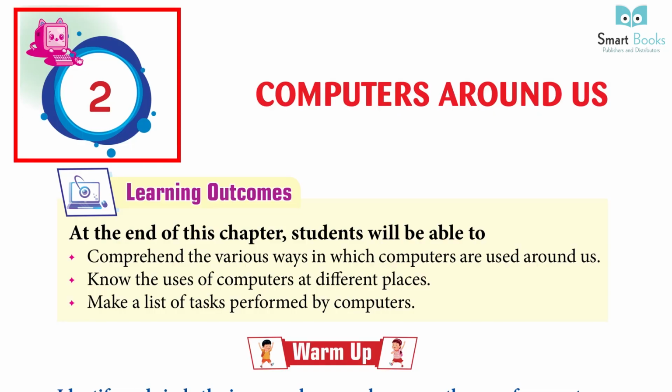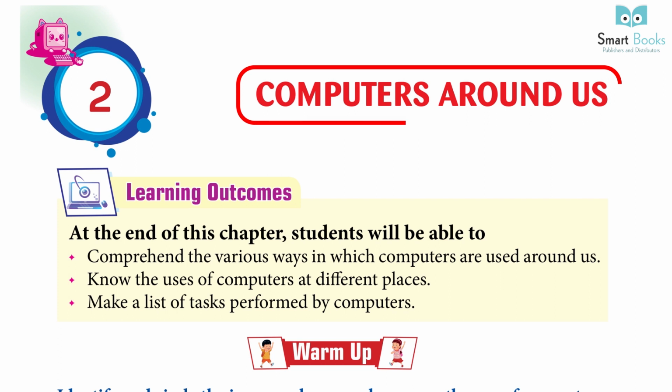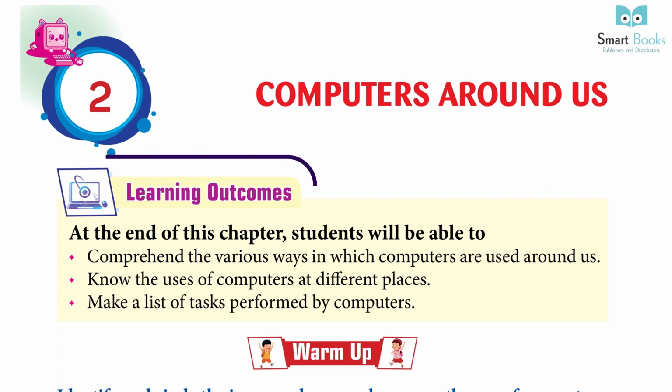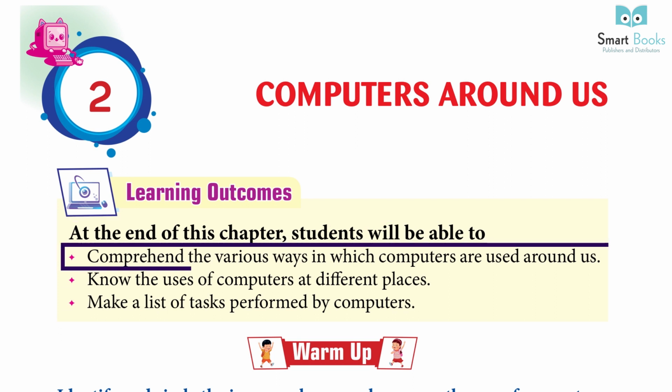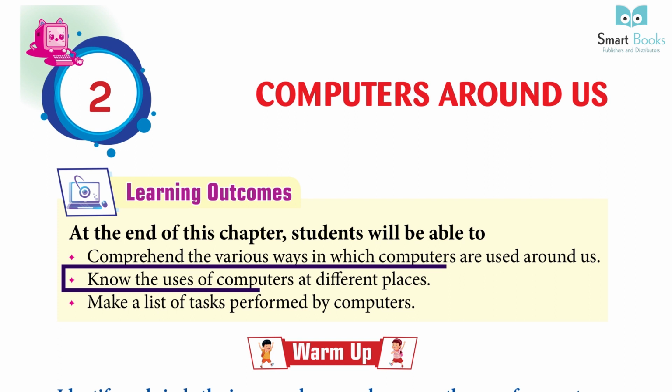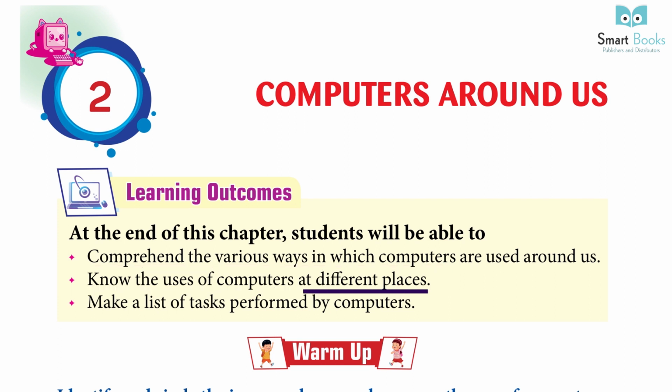Chapter 2: Computers Around Us. Learning Outcomes. At the end of this chapter, students will be able to comprehend the various ways in which computers are used around us. Know the uses of computers at different places. Make a list of tasks performed by computers.